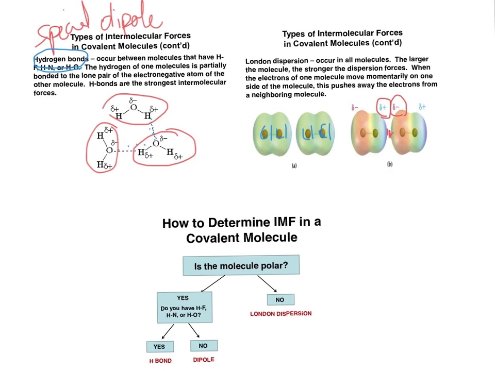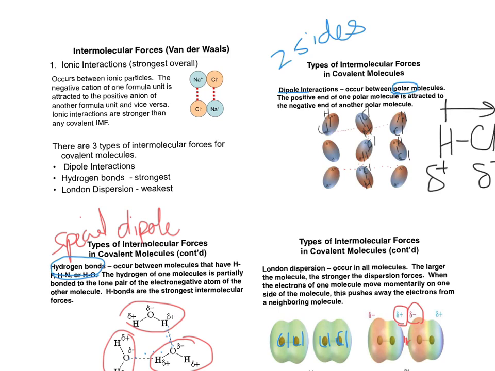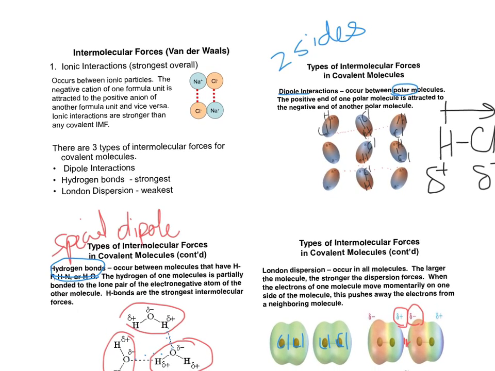So to review, we have ionic interactions, which happen with ionic molecules. Then for covalent, we could have dipole, hydrogen bonding, or London dispersion. So dipole is for polar molecules. Hydrogen bonding is for polar molecules that have an HF, HN, or HO. And then London dispersion is in all molecules, but it's only significant in nonpolar molecules.